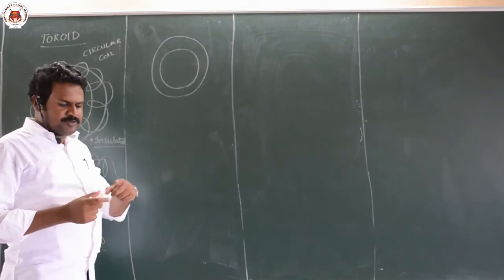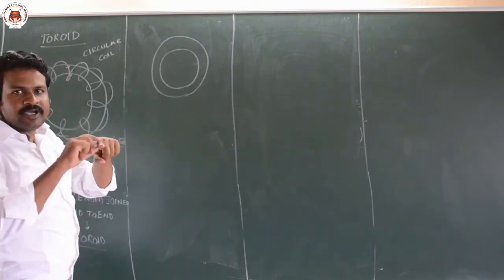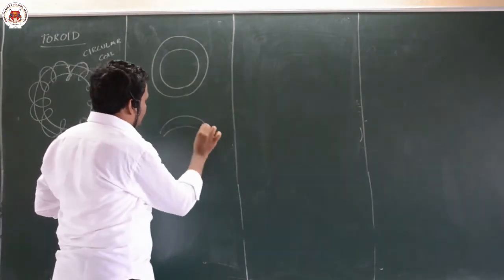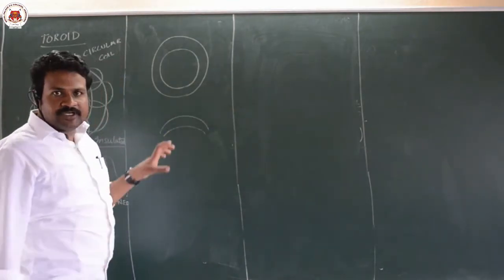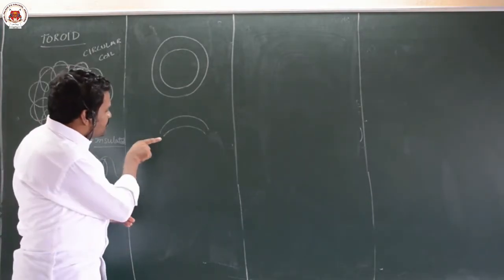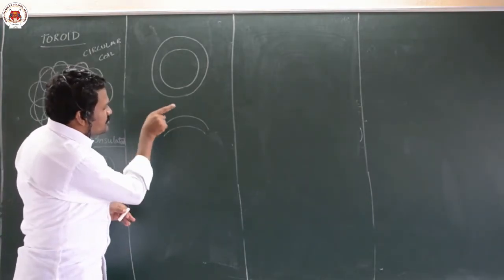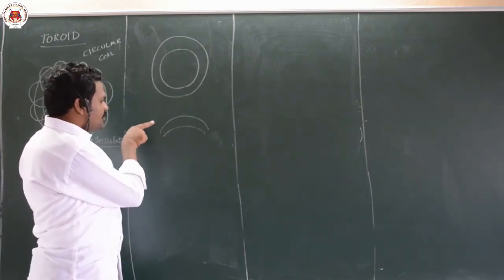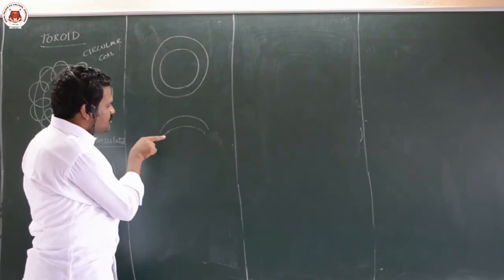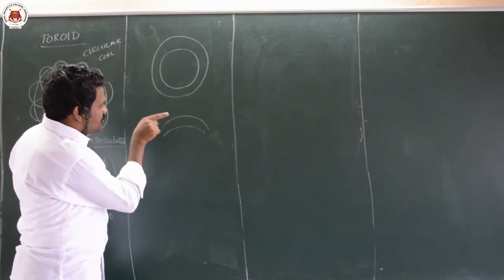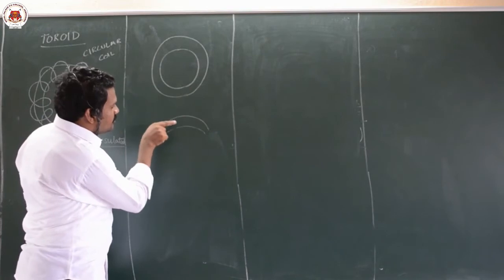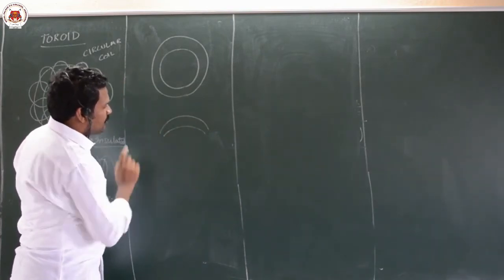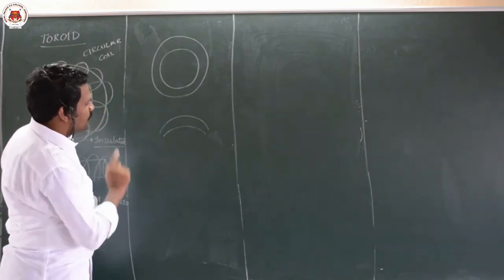Suppose this is some part of the toroid. I have cut some part of the toroid like this, just for your idea. A wire is wound on this like this. You have to imagine, this chapter is totally 3-dimensional. So let us assume in this direction the wire is wound like this. The wire is going into the board, coming out of the board like this.